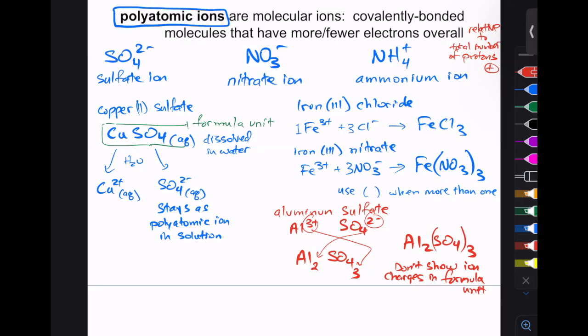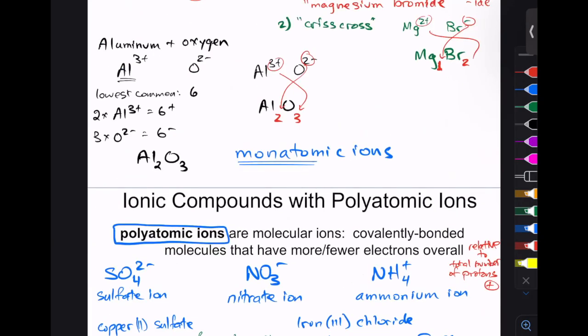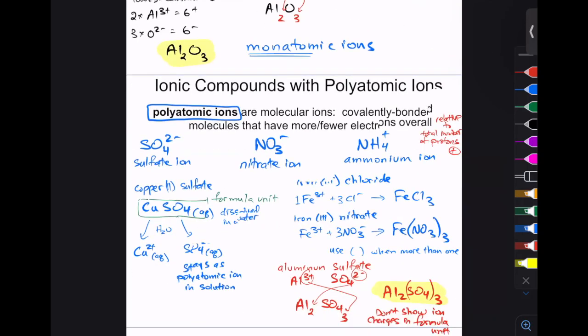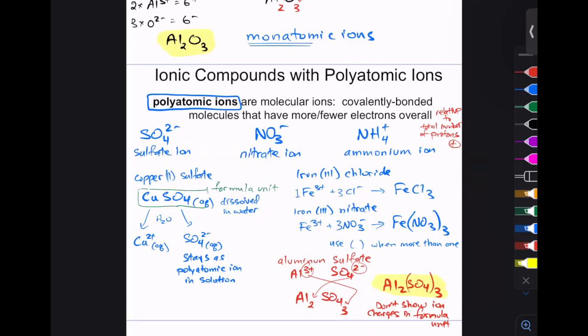And you may recognize now, that's the same combination as we had up here with aluminum oxide. Oxide is a 2 minus. Sulfate is a 2 minus. So the combination for net neutral is exactly the same. It just looks more complicated because we're describing it with a polyatomic ion.